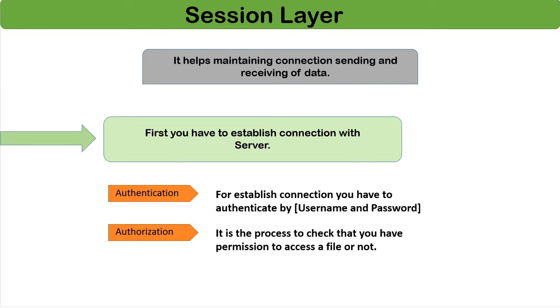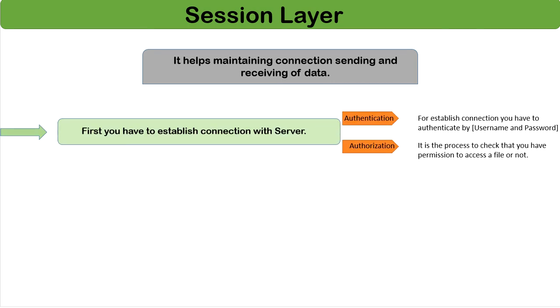Then authentication and authorization come into the role. Authentication is for establishing the connection; you have to authenticate by username and password, as you do on each and every site. Authorization is the process to check whether you have permission to access that file or not. It's like your teacher has access to a different portal and you have access to a different portal, because they have more access. Authorization depends on which kind of people have which kind of access. So first you have to establish a connection with the server, and then authentication and authorization are done.